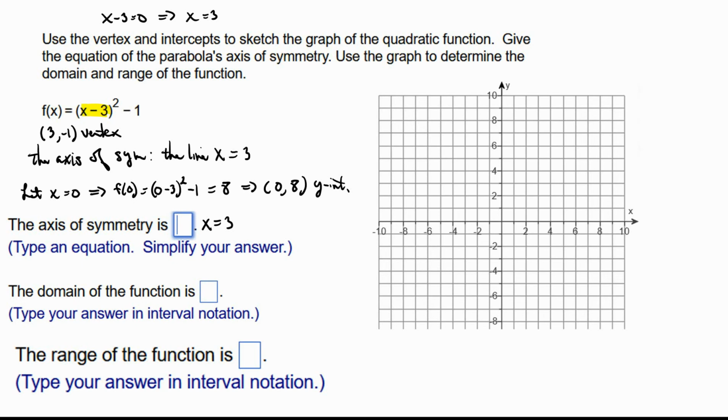so let's see. The vertex is 3, negative 1. So I'm going to go over to x equal to 3, y equal to negative 1. I'm here. And then I'll make sure I get the right y-intercept. That's 0 comma 8. That's over here. Now with that vertex, and look, if you don't see an a, that means that a is 1, is positive. So that means that the parabola is going up. So it's doing this, right?